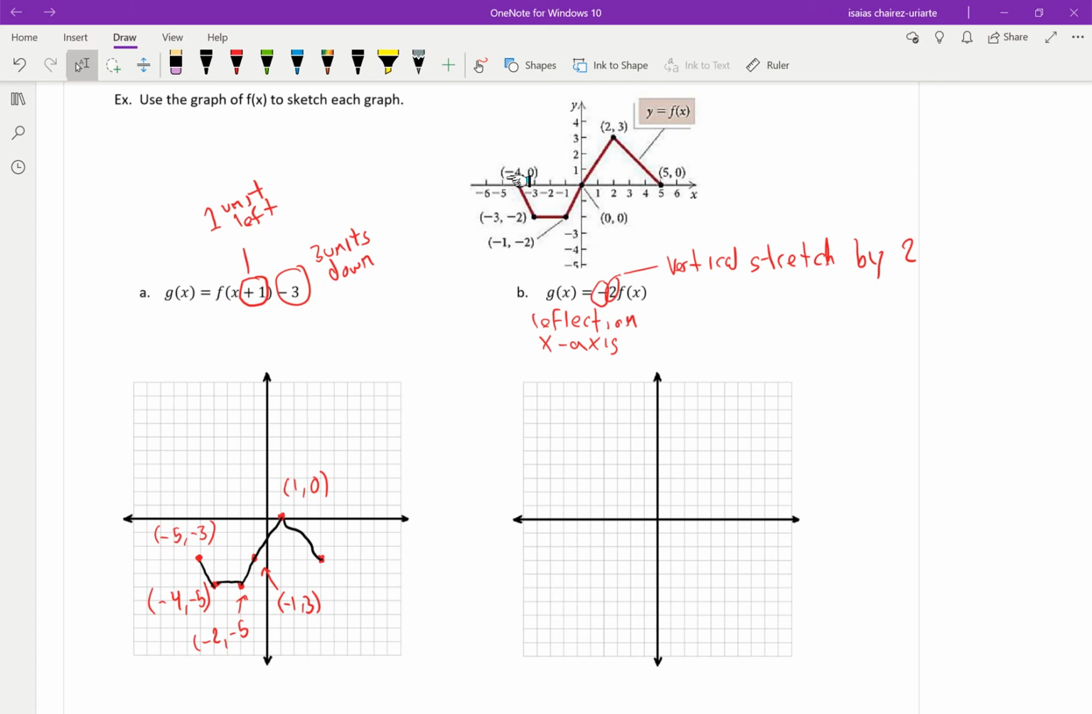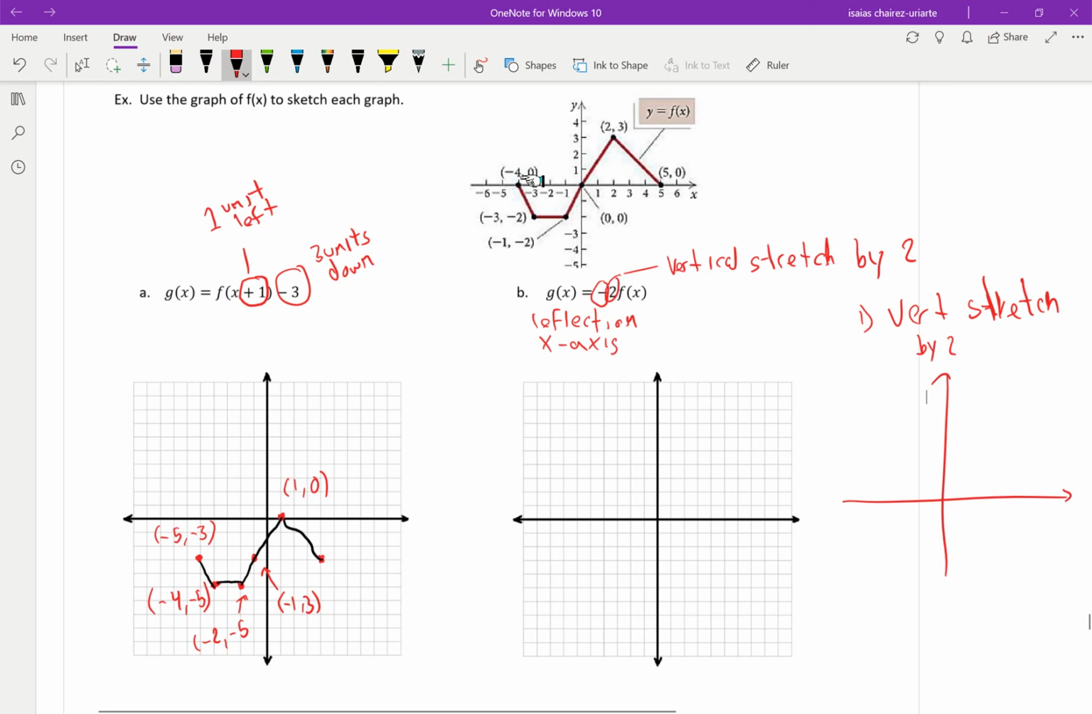So this point, negative 4 comma 0. This one's going to be messy, because we first have to take care of the vertical stretching, and then once we take care of the vertical stretching, then we have to reflect everything on the x-axis. So I'm actually going to do it in 2 steps. I'm going to first do the vertical stretch part, and then I'll do the reflection. So let me just kind of draw some axes here.